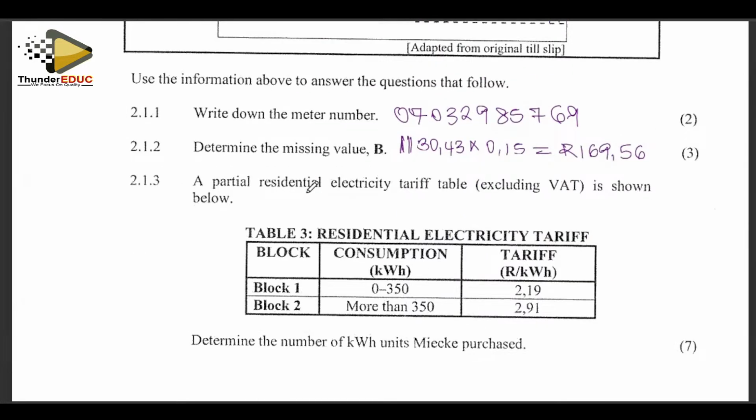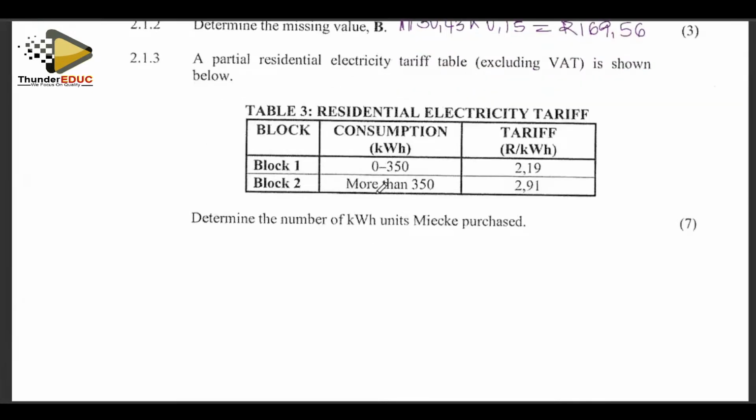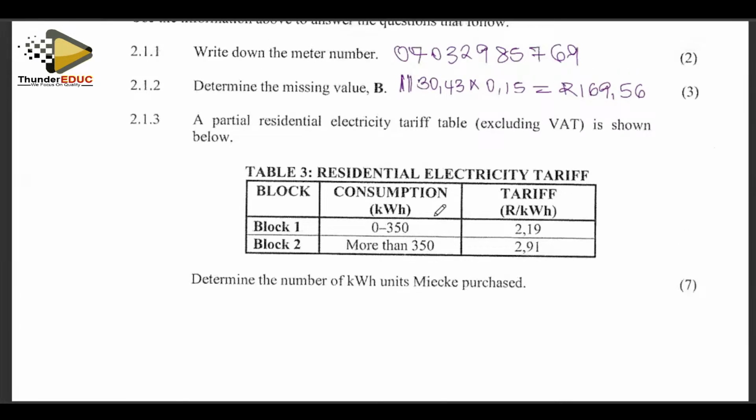A partial residential electricity tariff table, excluding VAT, is shown below. Now they're asking us to determine the number of kilowatts, which are the units Maki purchased. First and foremost, for each bracket, block number 1, what is the maximum? 350. If you use 350, how much do you pay? You pay 2.19 cents.